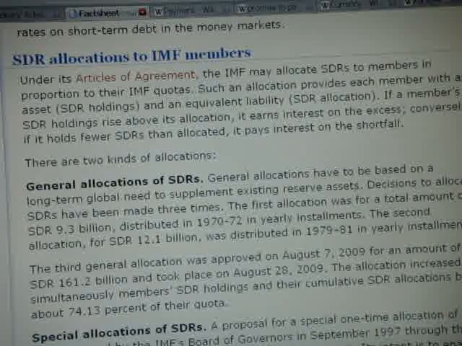General allocations of SDRs. General allocations have to be based on a long-term global need to supplement existing reserve assets. Decisions to allocate SDRs have been made 3 times. The first allocation was for a total amount of SDR 9.3 billion, distributed in 1970 to 1972 in yearly instalments. The second allocation, for SDR 12.1 billion, was distributed in 1979 to 81 in yearly instalments. The third general allocation was approved on August 7, 2009 for an amount of SDR 161.2 billion and took place on August 28, 2009. The allocation increased simultaneously members' SDR holdings and their cumulative SDR allocations by about 74.13% of their quota.